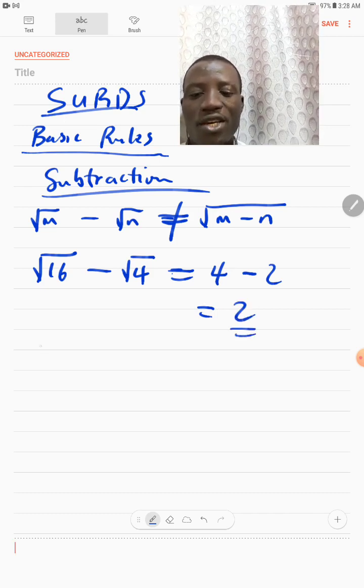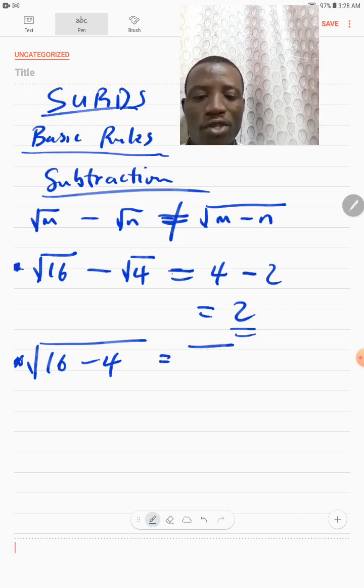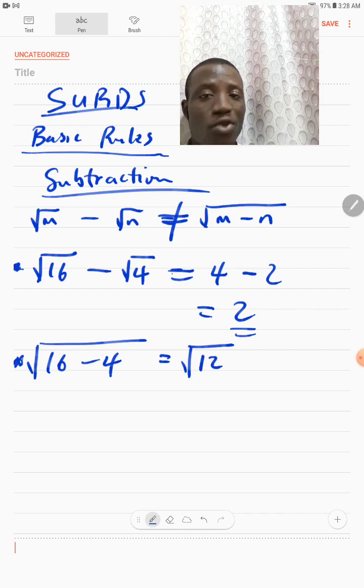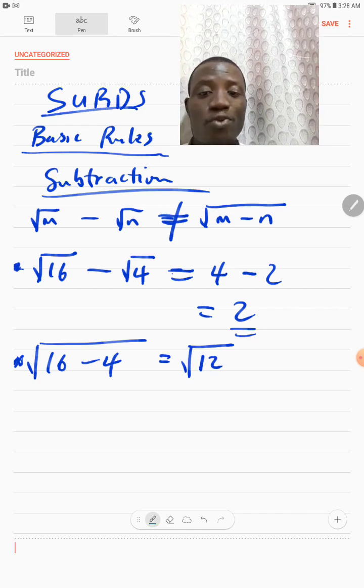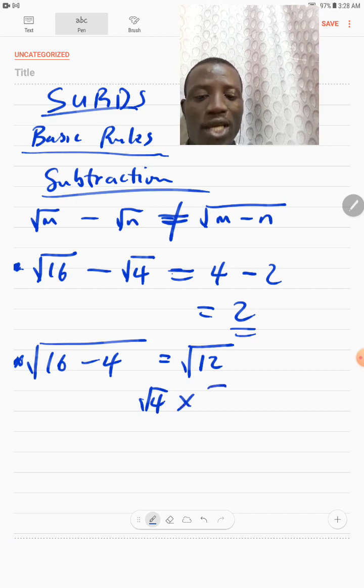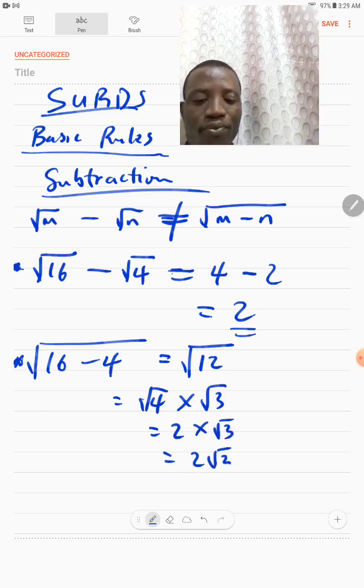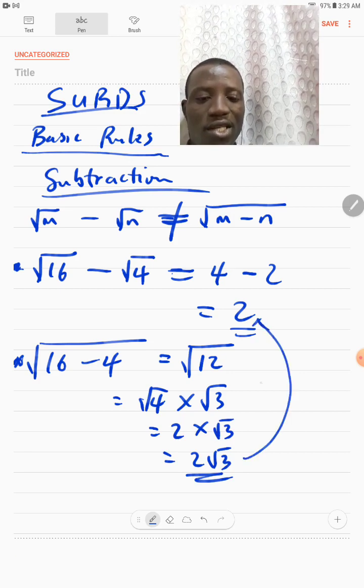So let's check the example of all root 16 minus 4. Let me start this. So that will give us root 12, which definitely is not equal to 2, because if you split this, you can split root 12 to root 4 times root 3, which will give you 12, and that will be 2 times root 3, and that will give us 2 root 3. And these are not equal.